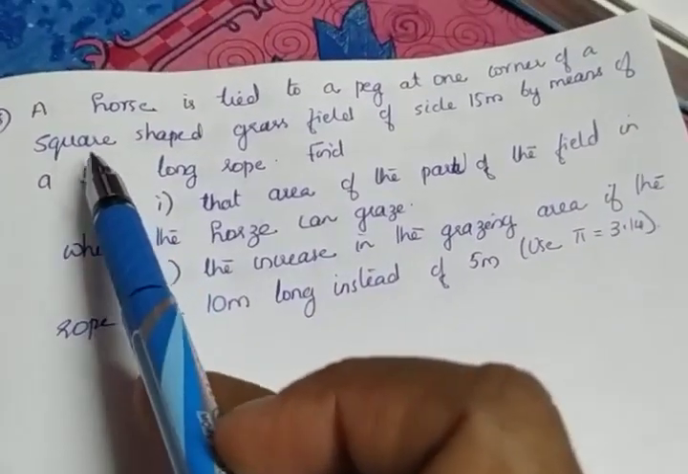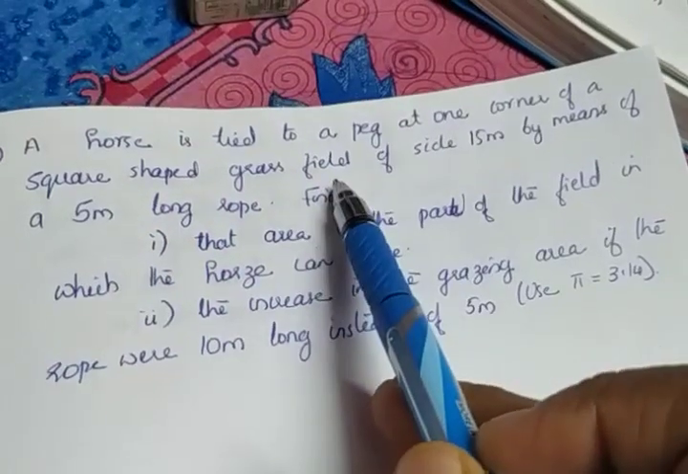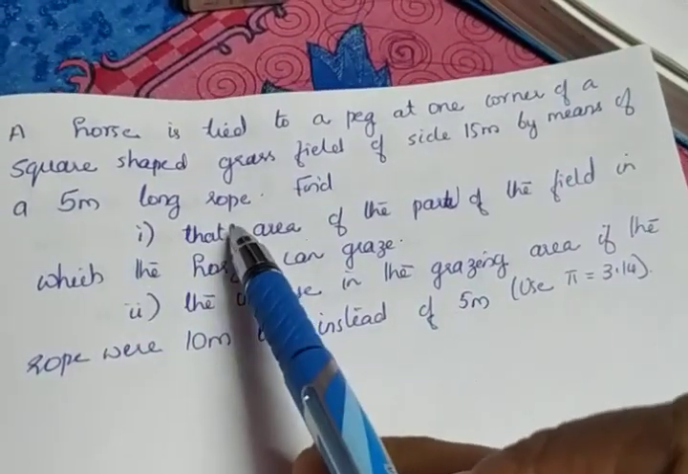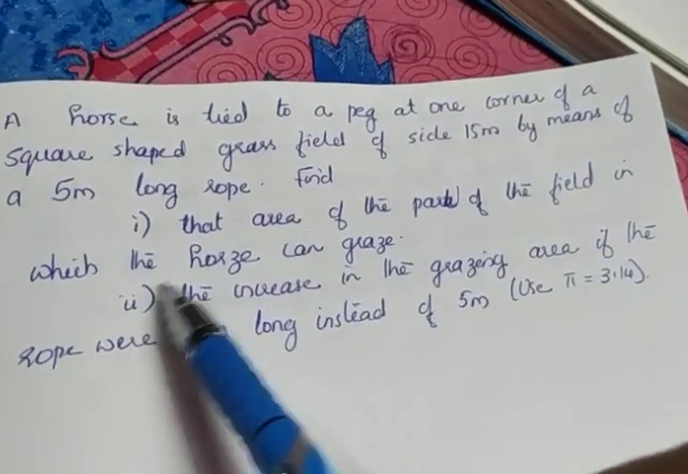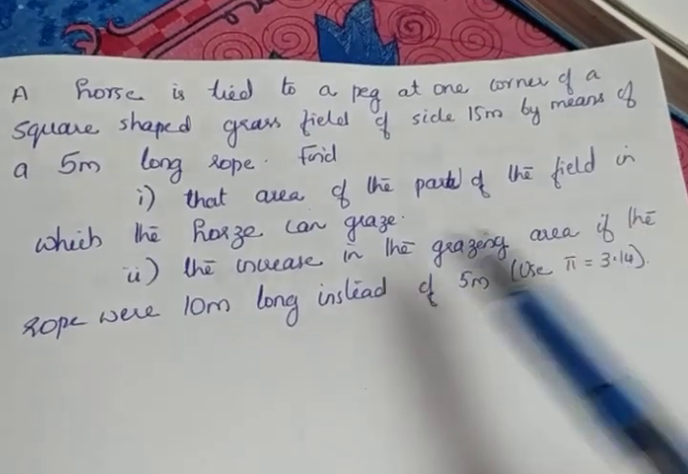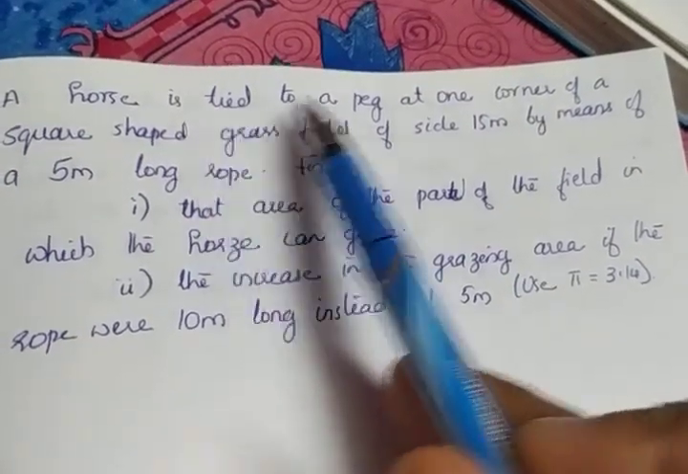So the next question: a horse is tied to a peg at one corner of a square-shaped grass field of side 15 meter by means of a 5 meter long rope. Find the area of the part of the field in which the horse can graze. And the second one, the increase in the grazing area if the rope were 10 meter long instead of 5 meter.